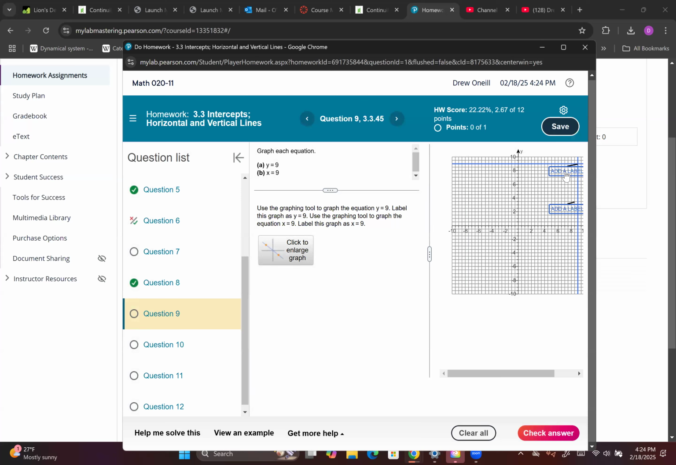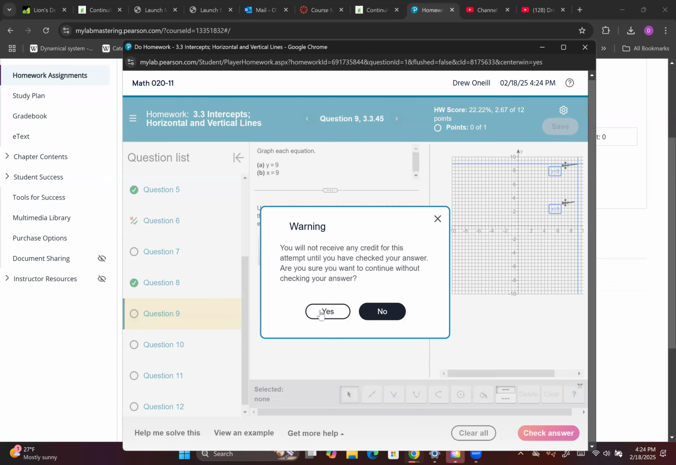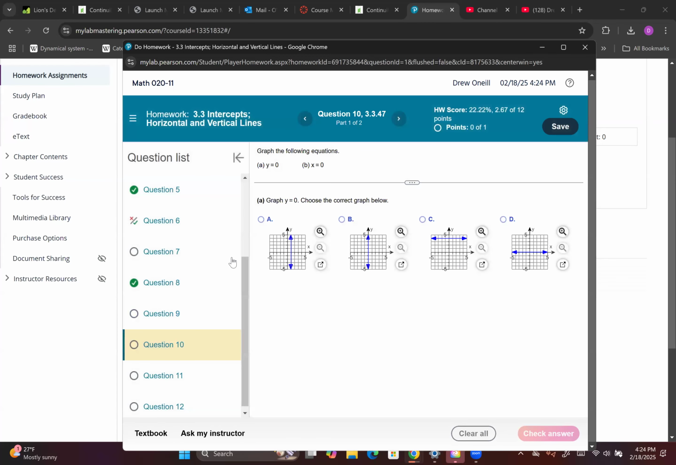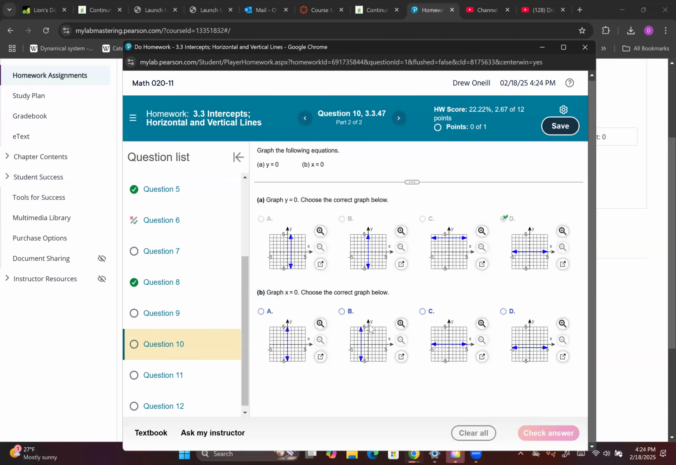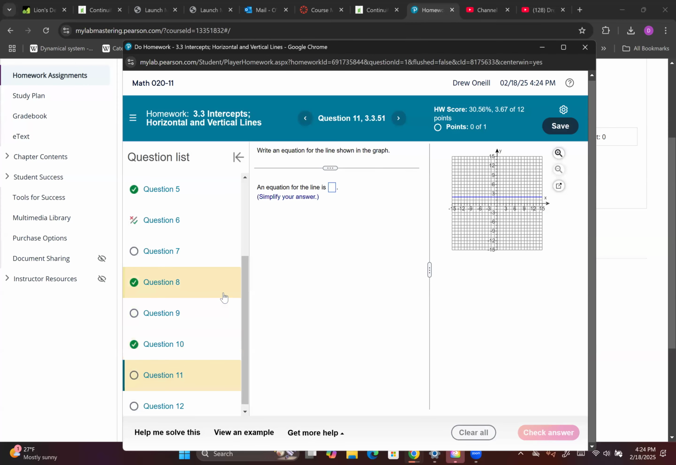Oh, they want us to label the graph. So make sure you type that one's Y equals 9. This is X equals 9. Okay. All right. So then which one's Y equals 0? Y equals is always a horizontal, so it's either C or D. But you can see that this is when Y is 0 right here, D. Okay. And then X is 0 is a vertical line. It's either A or B, but this one's X is 0. Okay. All right, moving on.